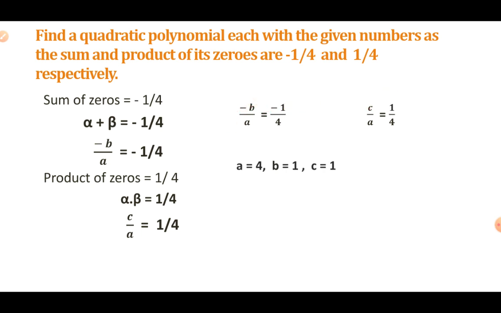So a is 4, b is 1 and c is 1. So general equation is ax square plus bx plus c. If you compare, your answer will be 4x square plus x plus c, that is 1.